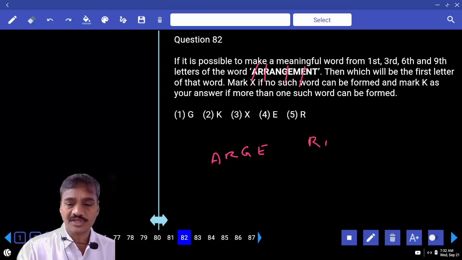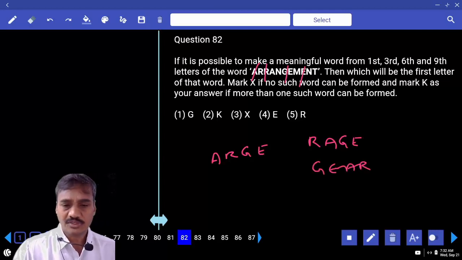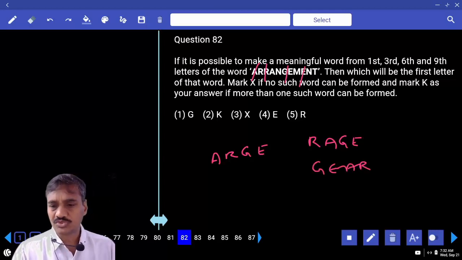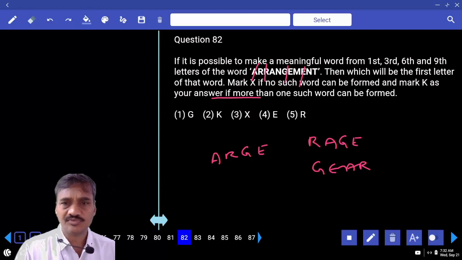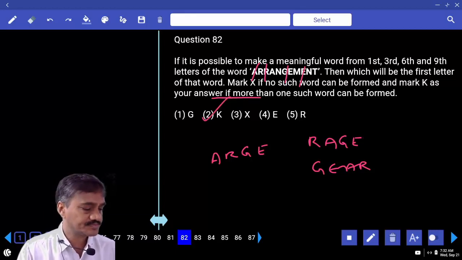R, A, G, E, race. Gear, isn't it? G, E, A, R, gear. Then, what is your answer here? If X is no such word, then which of the following can be found? And mark K as your answer if more than one such word can be found. More than one such word, K is your answer, that is choice 282.